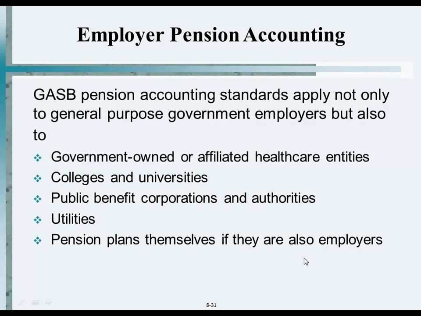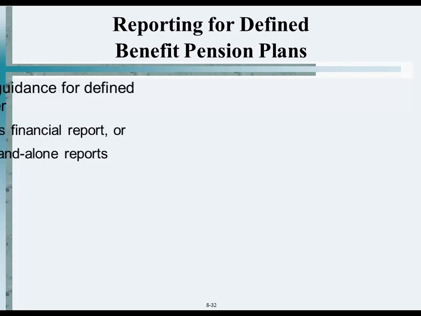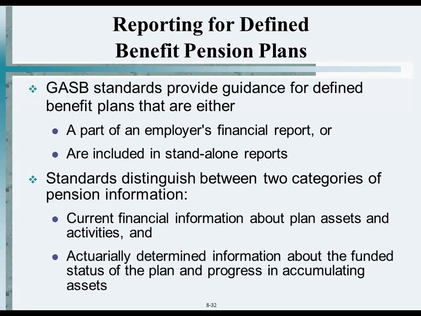So who does this apply to? It applies to all government-owned or affiliated healthcare facilities, colleges and universities, public benefit corporations, utilities, and pension plans themselves if they're also employers. This is where the accounting standards apply. Now, what we're going to be talking about mostly is the defined benefit pension plans. Once again, what were the two different plans? They were the defined contribution plan and the defined benefit plan.